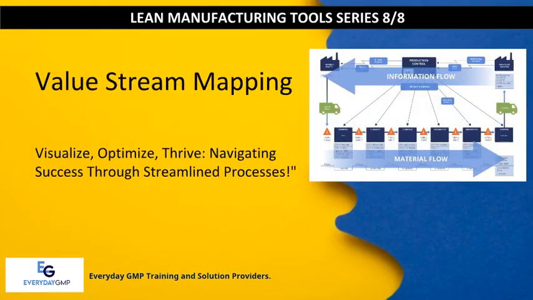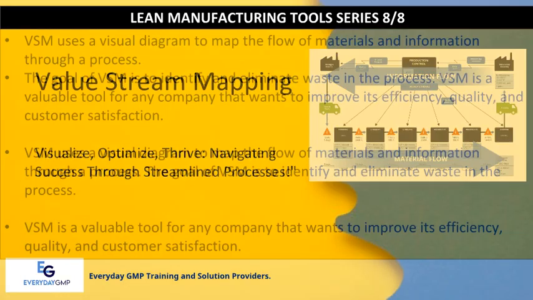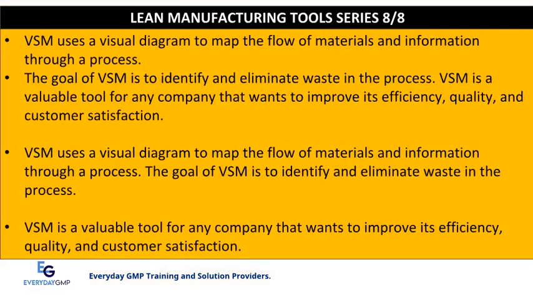Value stream mapping. Visualize, optimize, thrive. Navigating success through streamlined processes. VSM uses a visual diagram to map the flow of materials and information through a process. The goal of VSM is to identify and eliminate waste in the process. VSM is a valuable tool for any company that wants to improve its efficiency, quality, and customer satisfaction.